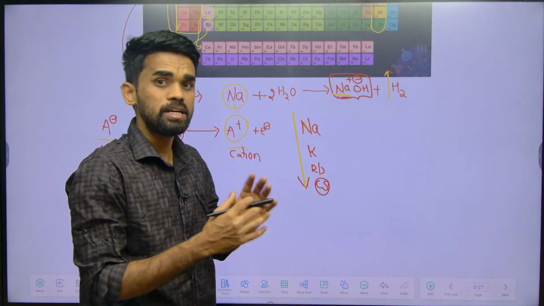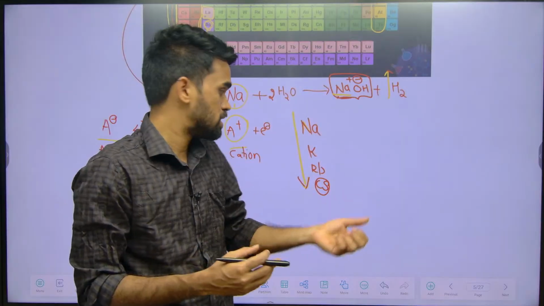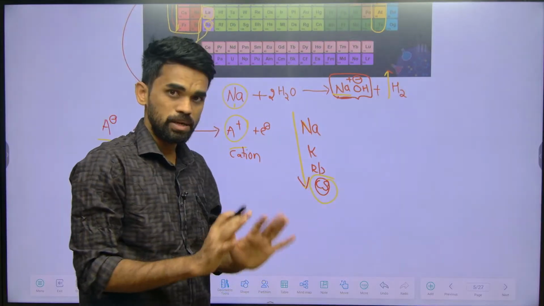Once again, all of them are metals, but metallic nature increases down the group, because it depends on the tendency to lose the electron. The tendency to be in the positive charge will be more for cesium. Understood, I think.